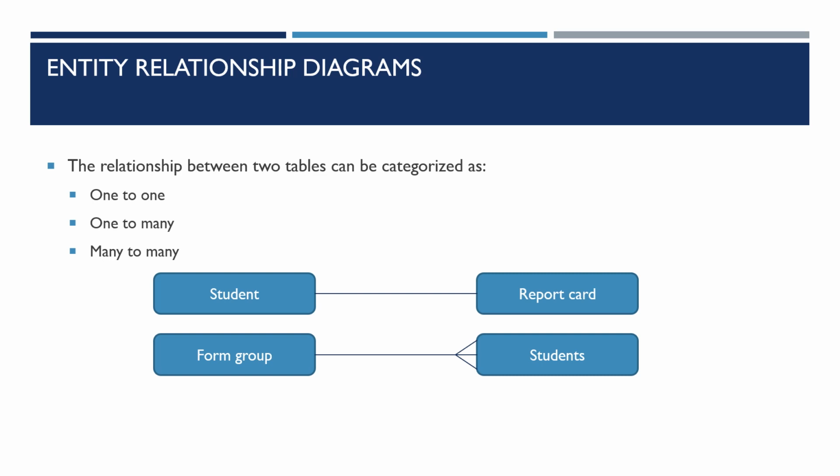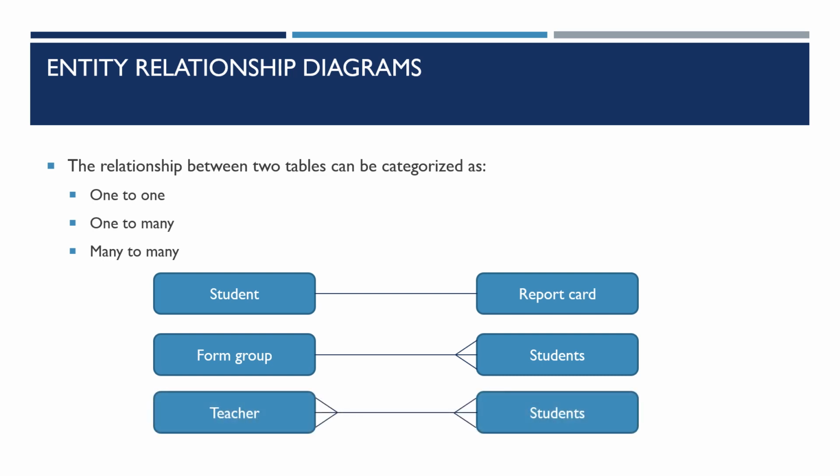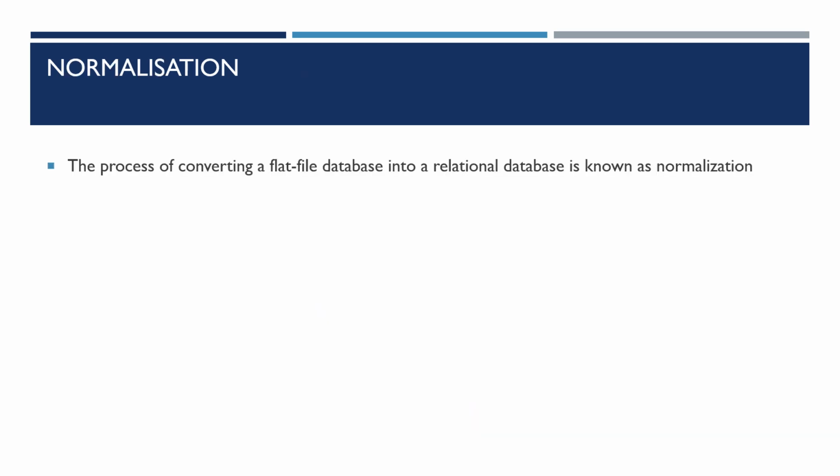If we consider a more complex relationship like teachers and students, we would say that a teacher will have many students and a student will have many teachers. This is a many-to-many relationship. The process of converting a flat file database into a relational database is known as normalization. A key part of this process is to remove any of the many-to-many relationships that we've modelled.